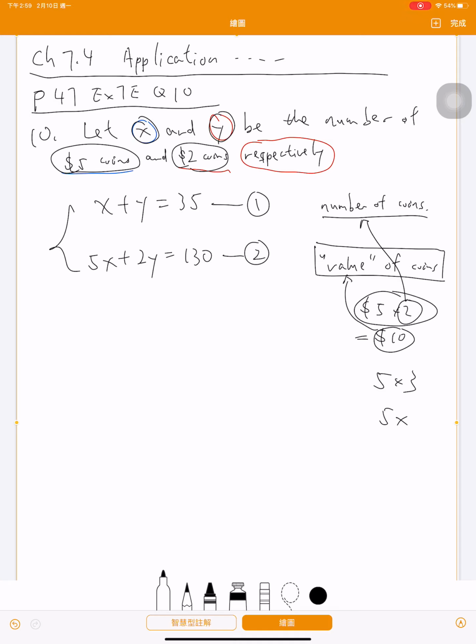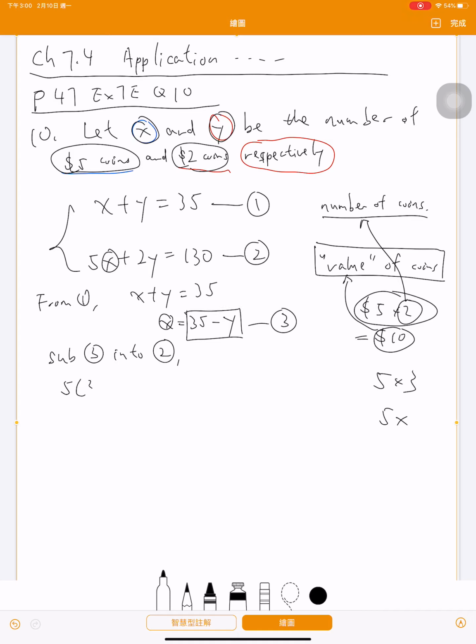We can solve it. For example, this time I use substitution. You may use your own method. From equation 1, x plus y is 35, so x is equal to 35 minus y. This is equation 3. And then substitute equation 3 into equation 2. So the x here becomes 35 minus y, in brackets, be careful, plus 2y.